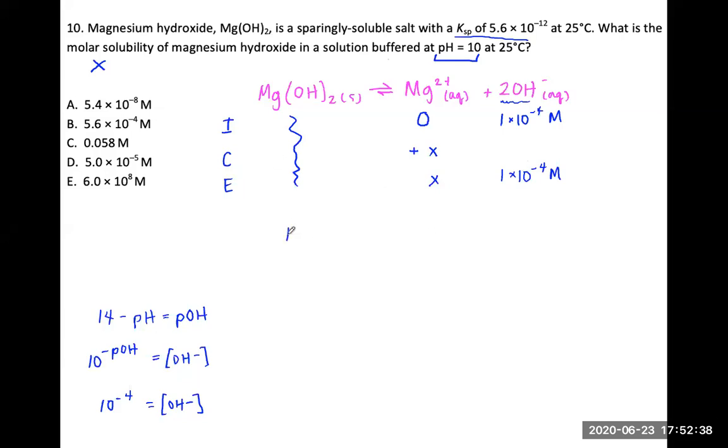So then we can write our KSP expression, which is just going to be equal to the concentration of magnesium ions times the concentration of hydroxide ions squared. And this was given to us. It's 5.6 times 10 to the negative 12th.